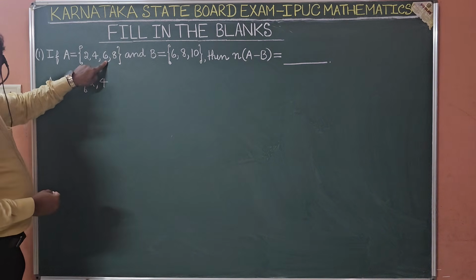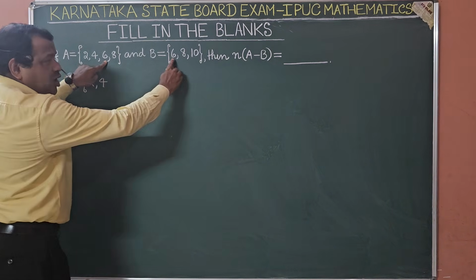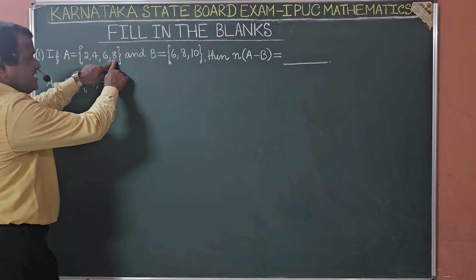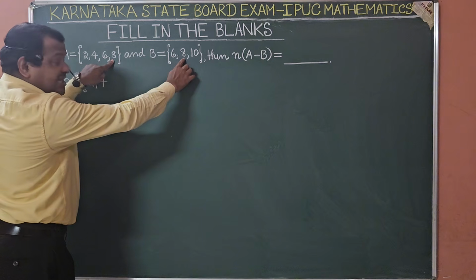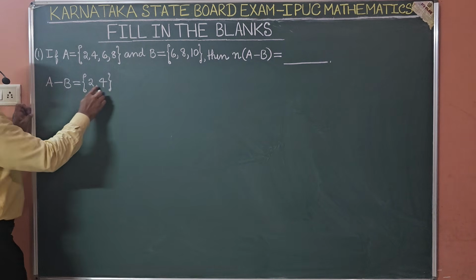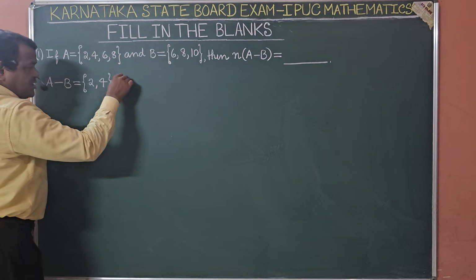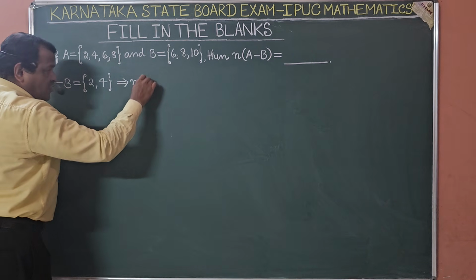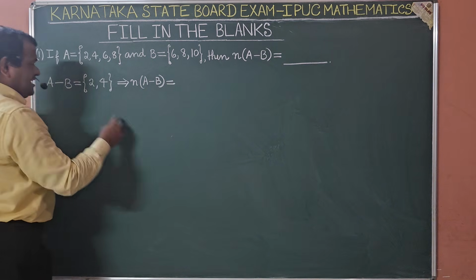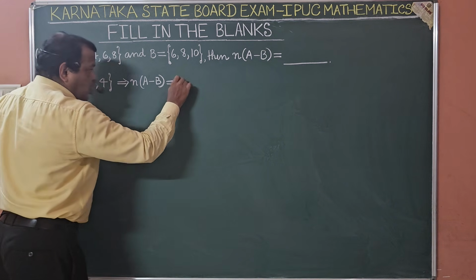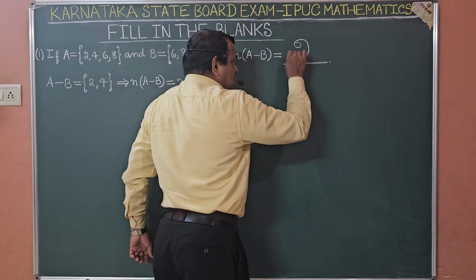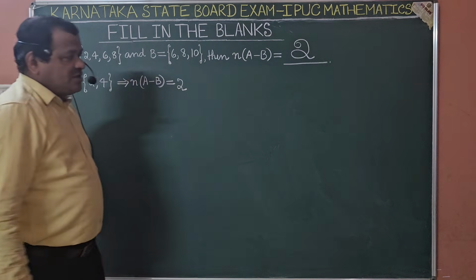But the third element in set A, 6, is also present in B, therefore do not write here. Fourth element in set A is 8, which is also present in B, therefore do not write here. Therefore A minus B contains only 2 elements. Therefore this implies n of A minus B, number of elements in the set A minus B, count, it is 2. Therefore the first fill in the blank answer is 2 here. Kindly go through the solution.